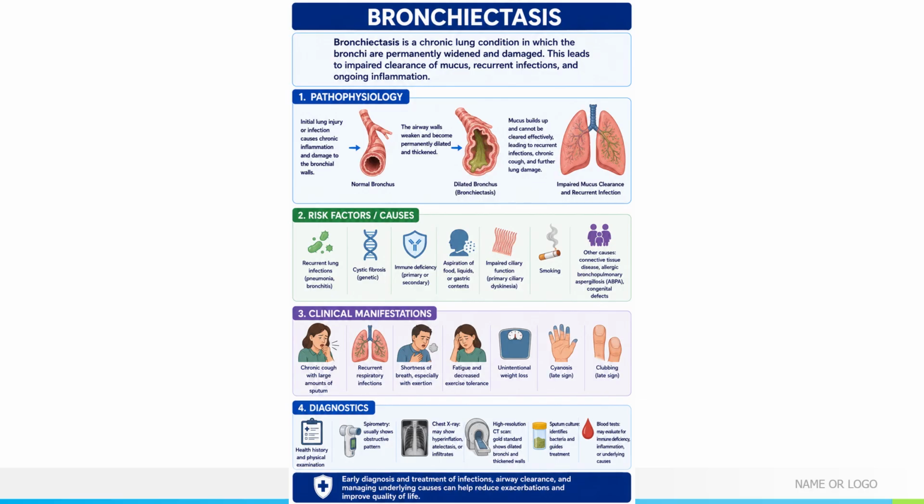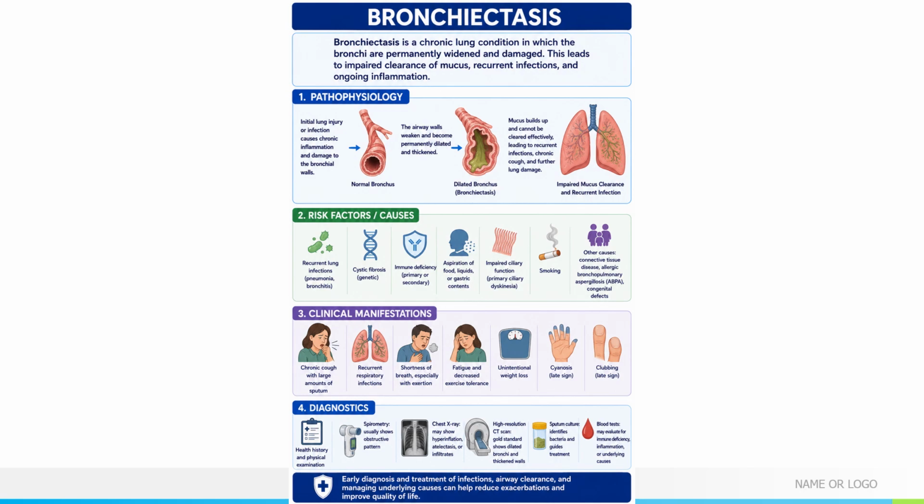So let's walk through the disease process step by step. So we have step one, which is initial injury. So bronchiectasis usually begins with some type of injury to the airway. This may be severe pneumonia, repeated respiratory infections, maybe aspiration, maybe someone has cystic fibrosis or an immune disorder. So regardless of the cause, inflammation develops within the bronchi.